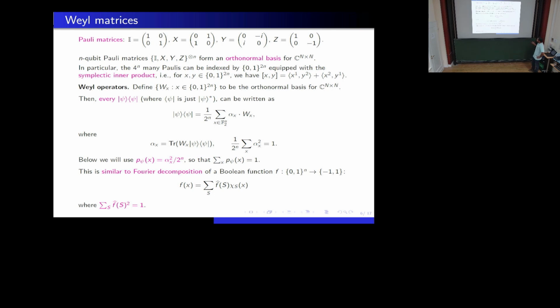And if you know that this is -1, 1, we know that the sum of squares of this is equal to 1 by Parseval's theorem. So if you forget the renormalization, it's like the summation over x of alpha x squared is equal to 1. So, drawing inspiration from standard Boolean function analysis, just like how you can express every Boolean function in terms of characters, you can express every quantum state in terms of the Weyl operators. And the coefficients are what I'll be looking at.